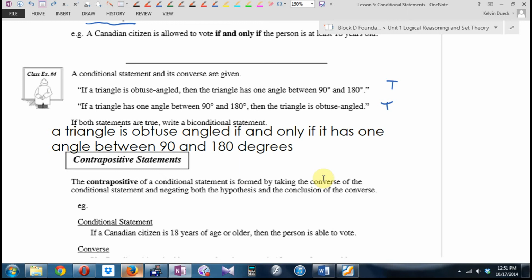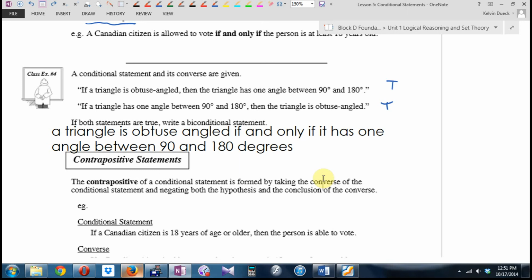contrapositive statements. What does positive mean? The word positive, what does it imply? What does it mean? Good, or true or plus. What does contra mean? Against. So let's see if we can use that to remember what we're talking about.